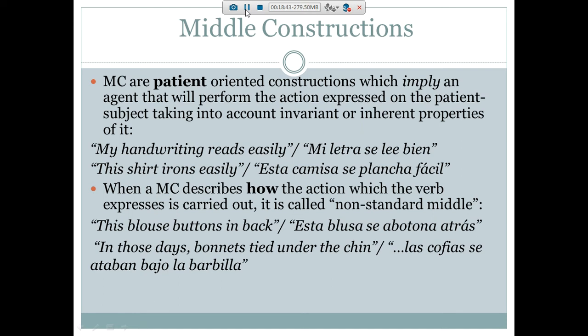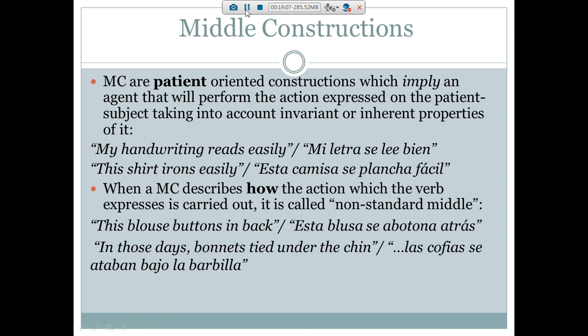This blouse buttons at the back. So the action of buttoning the blouse, of someone doing this, is not related to the quality or an inherent property of the blouse. It's simply how the action is done. This blouse buttons in the back. Button is a transitive verb used intransitively, an ergative verb.